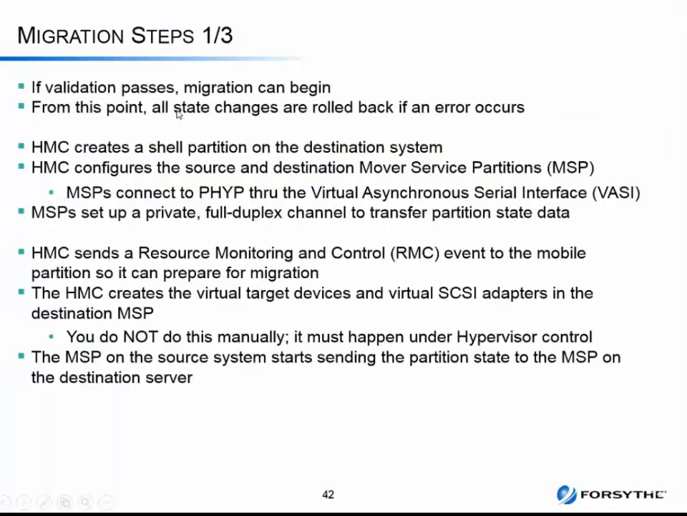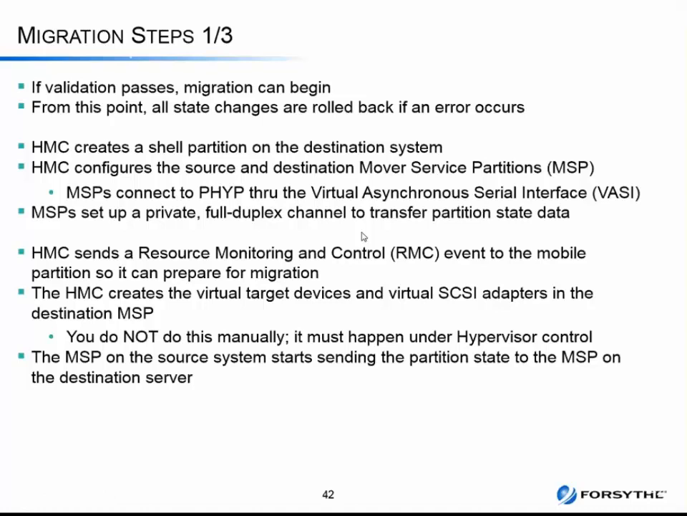So the migration steps, basically it creates the shell partition on the destination system, which we saw. It configures the destination and source MSPs. Now we selected 750 VIO2 and VIO2 on the 740. Then it connects to the hypervisor through that VASI and sets up a private full duplex channel to transfer the partition state data. So the MSPs actually have a private channel between them.